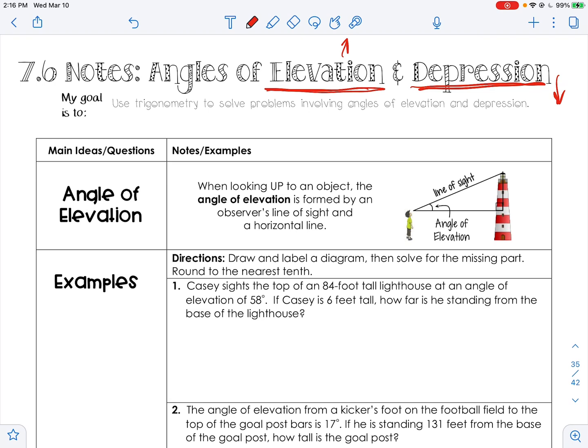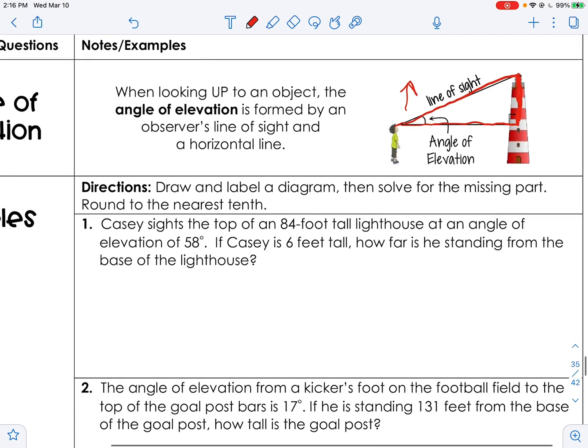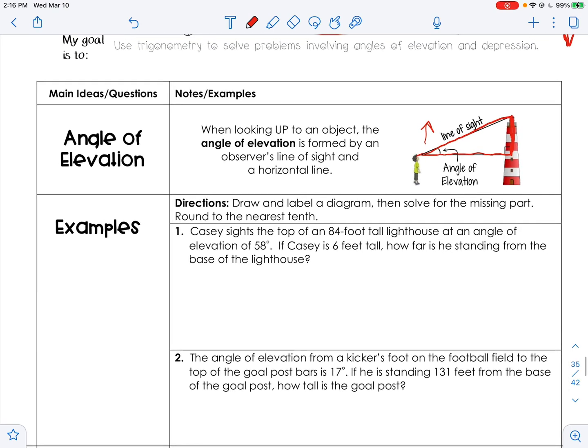So when looking up to an object, it's the angle of elevation. It's formed by an observer's line of sight and a horizontal line. So here you are. That's you in your little lime shirt. Your eyes go this way horizontally, forming a nice right angle here, and your line of sight is upwards. So that's elevated, like elevators go up, okay? Draw and label a diagram. You must draw. You must label. Then solve for the missing part, round to the nearest tenth.